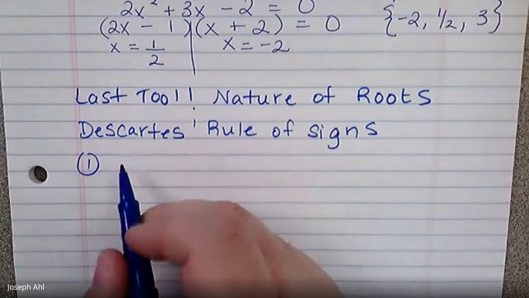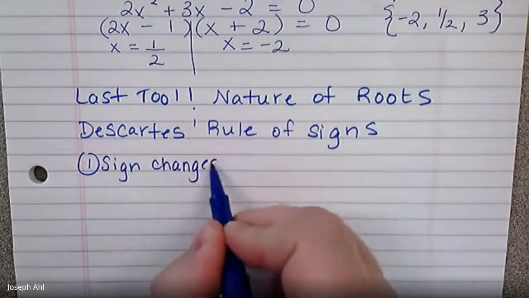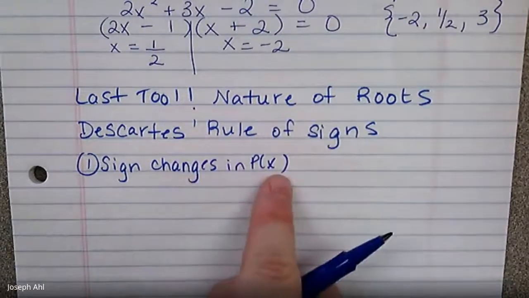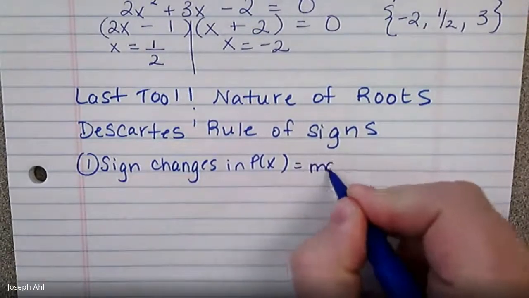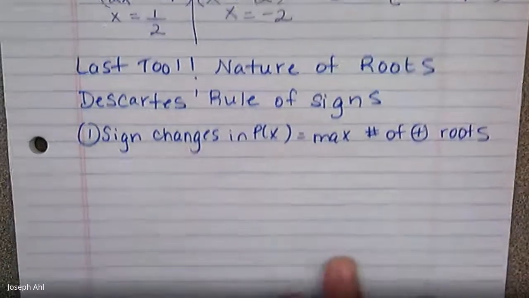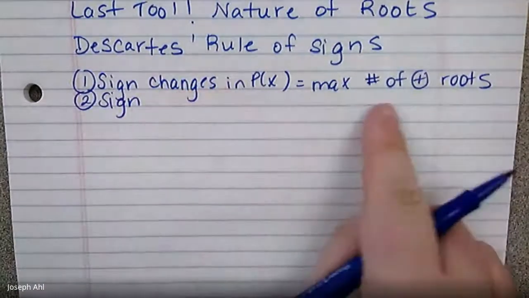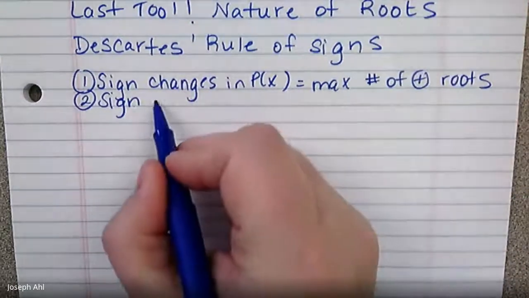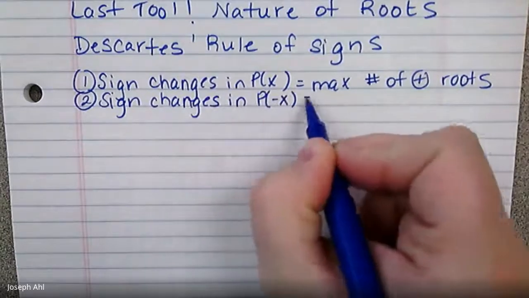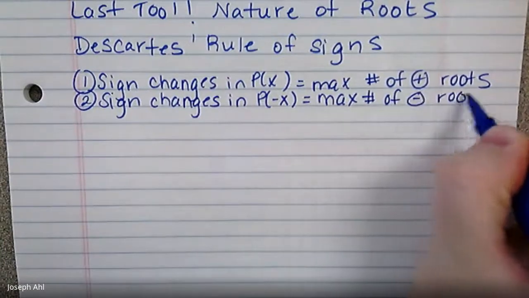Okay, so there's two things we're going to look at. One thing we're going to look at is the sign changes in p of x. If you look at the sign changes in the original polynomial p of x, this is the max number of positive roots that the polynomial could have. To figure out the max number of negative roots, you're going to look at the sign changes in p of negative x.